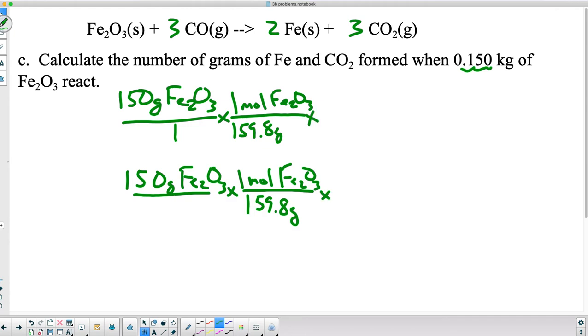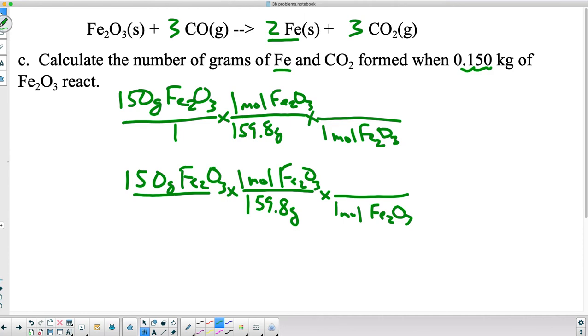Okay. My next step, the first one is saying grams of Fe. Now Fe is right here, so that means my 1 mole of Fe2O3, like that, on the bottom for both of these. And where are we at here? Now the first one is Fe, so that's 2 moles of Fe. And the next one is CO2, which means 3 moles of CO2, like that.